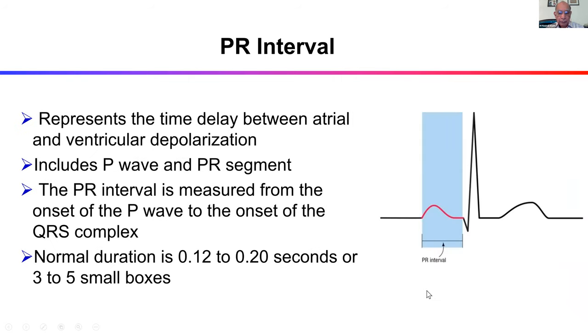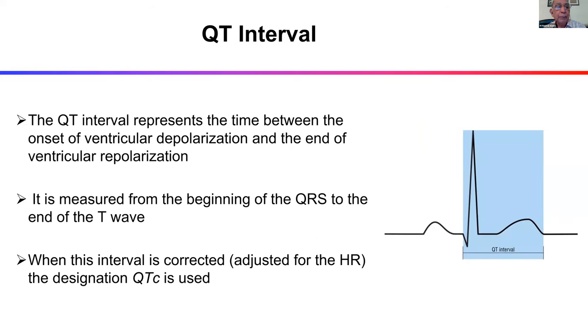The PR interval is quite important, and this represents the time delay between the atrial and the ventricular depolarization. It includes basically two things: the P wave and the PR segment, and the total is the PR interval. The normal duration is 0.12 to 0.2 seconds, or 3 to 5 small boxes on the ECG paper.